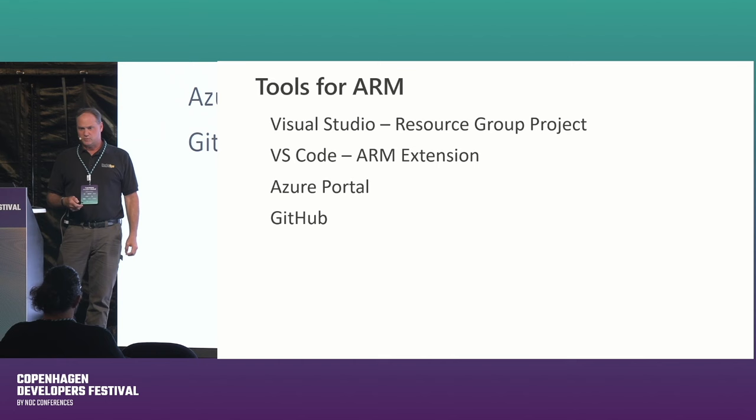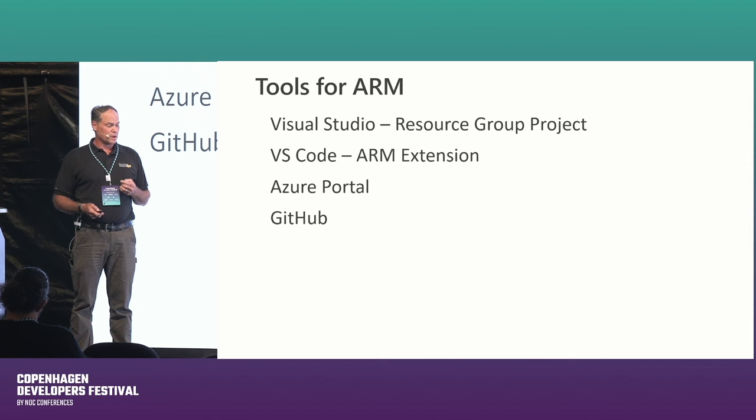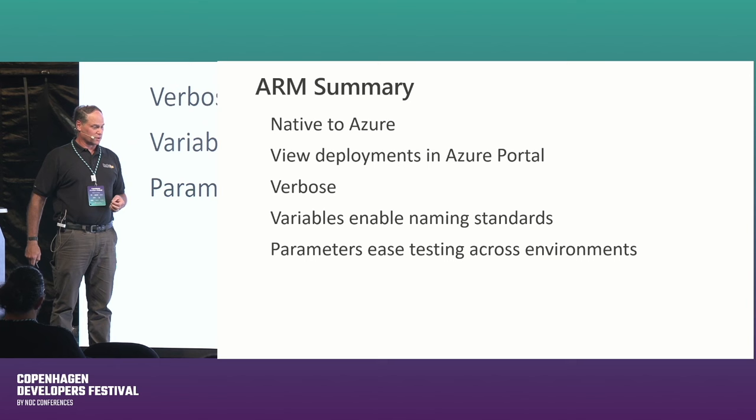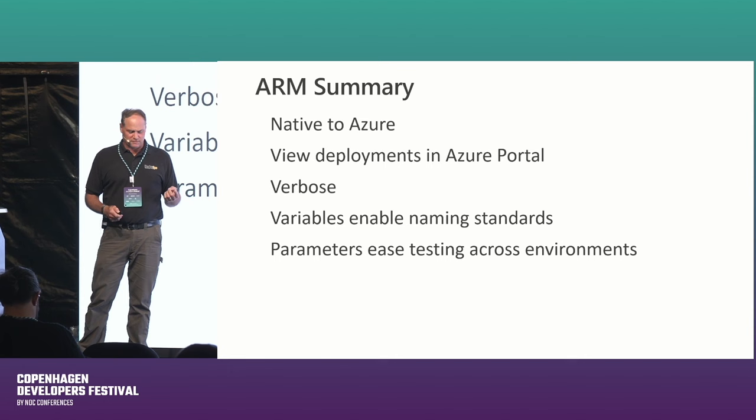To work with ARM, we've got Visual Studio, the resource group project that we did earlier this morning. VS Code's got the ARM extension. When you create something inside of the Azure portal, it actually creates an ARM template and does that deployment. You can use other tools to be able to put stuff out there. It is native, which is nice, but it's also a little bit verbose, and there's a lot of noise in it, and it's not the most readable thing.